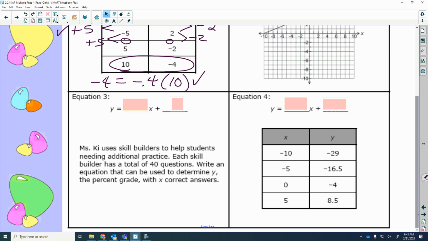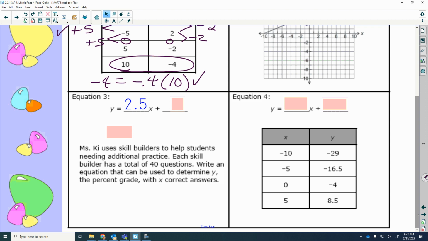Each skill builder has a total of 40 questions. Write an equation that can be used to determine y, the percent grade with x correct answers. What do you think? Is it 40x plus 0? What do y'all think? Yeah. Okay. Oh, yeah, because it's dividing. We're dividing it by 100.